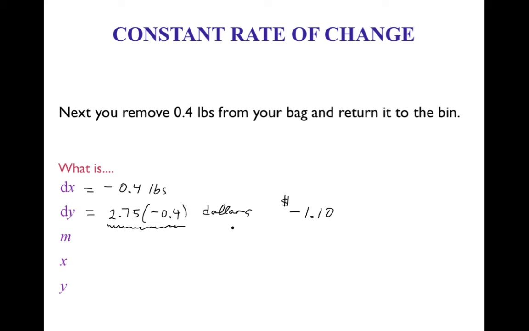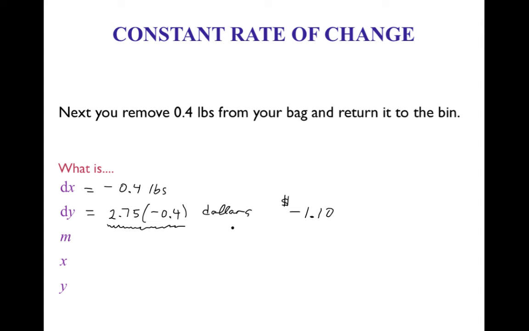It's the product of 2.75 and negative 0.4. It actually has an advantage. What is the advantage of representing it that way? Yeah, you can see the guts of it, right? You can see where that dy is coming from. We see that it's m dx. M dx, okay?